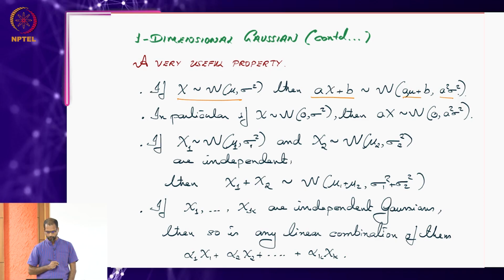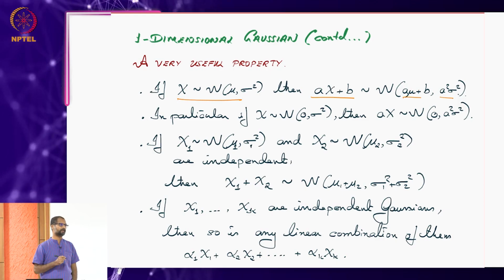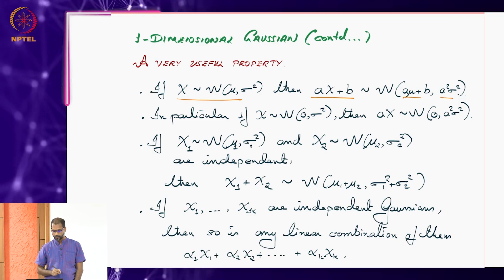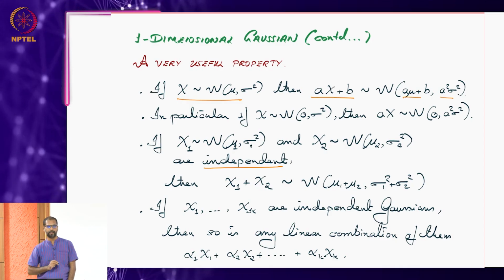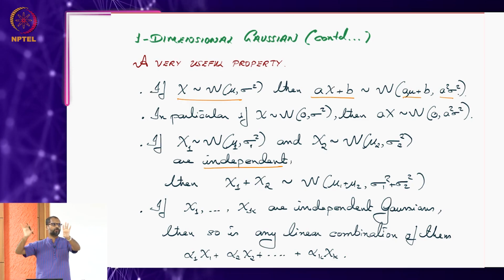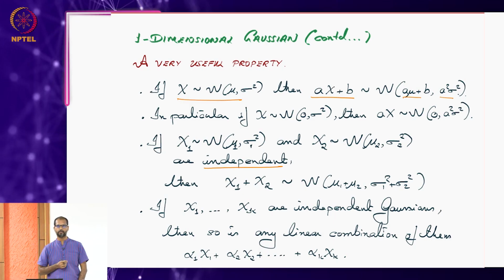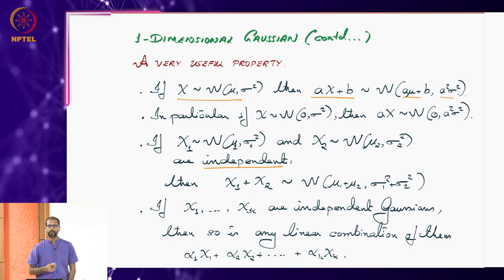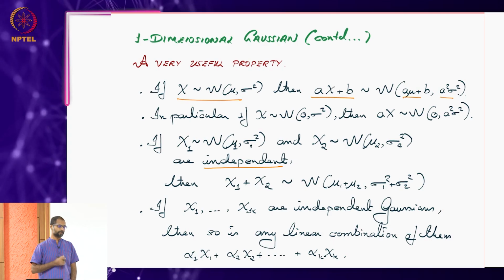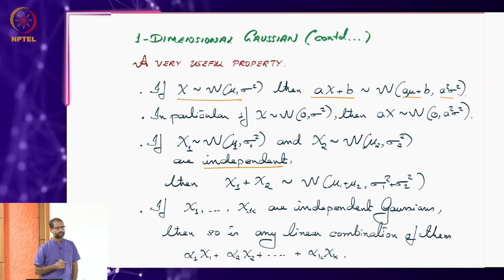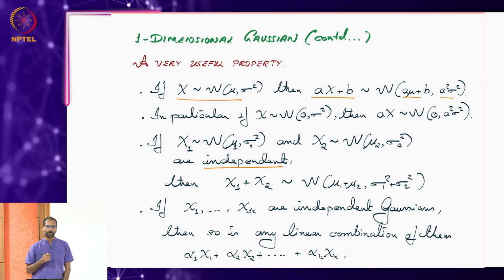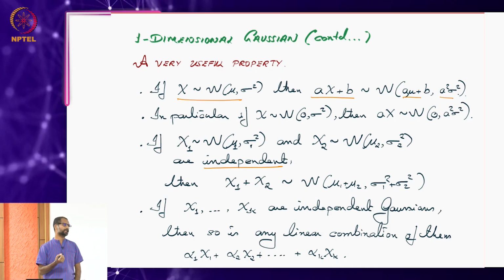Second important property is if you have two Gaussian random variables x1 and x2 which are known to be independent. Remember, our matrix is going to be full of independent Gaussians. If you have two independent Gaussians, you add them up, you again get a Gaussian. This is a very rare phenomenon. Not many distributions have this kind of a phenomenon.